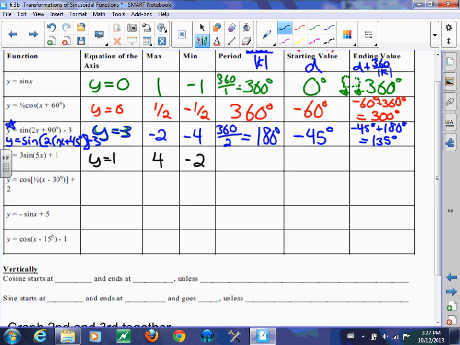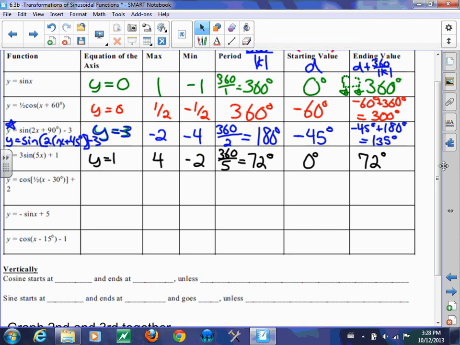Now we're going to find our period. So you take 360 degrees and divide by 5, because that's K. So it's 72 degrees. D equals 0, so we're going to start at 0 degrees, and if it takes 72 degrees to complete it, that means our end value is going to be 72 degrees. All right, moving on.